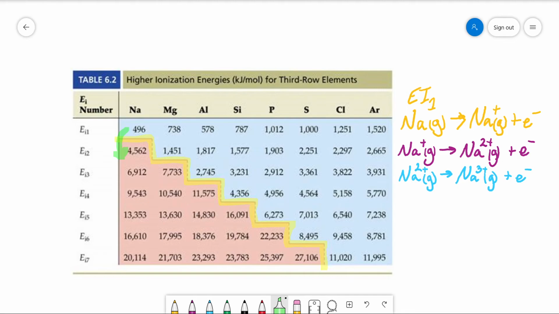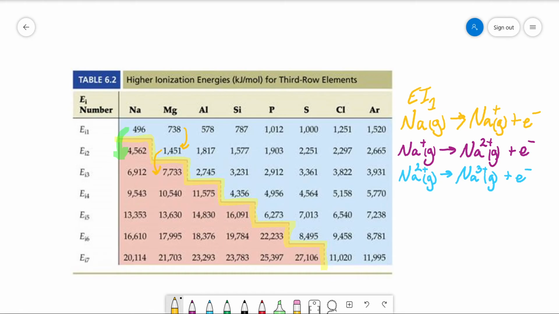And what that means is the second ionization energy is much, much less favorable than the first. Or another way to say that would be to remove the second electron requires a lot more energy. Now here at magnesium, that second ionization energy is a small jump from here to here, but going from the second to the third, that's a big jump. And every time we cross from the blue to the pink, we have a large increase in ionization energy.